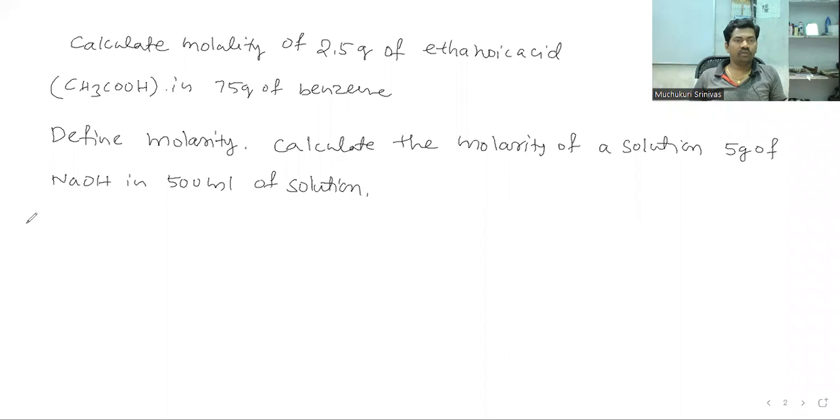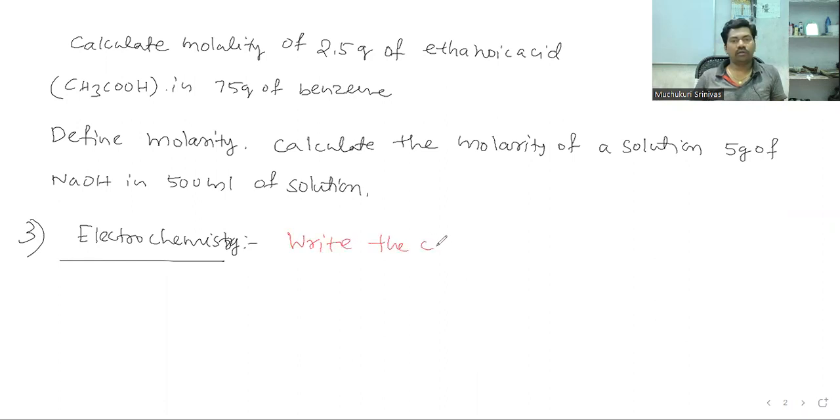From the third chapter, electrochemistry. From electrochemistry, you write the cell reaction. Write the cell reaction of the following cell: Cu2+, Ag+, then Ag.